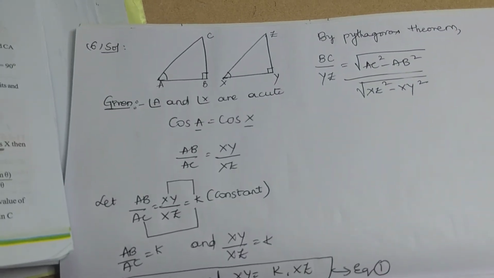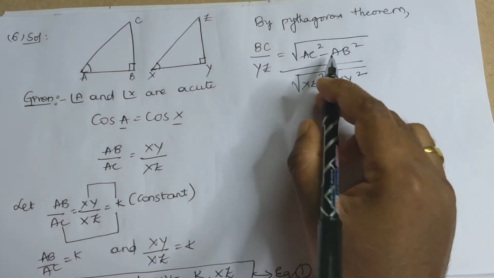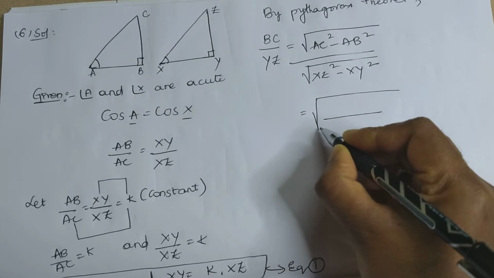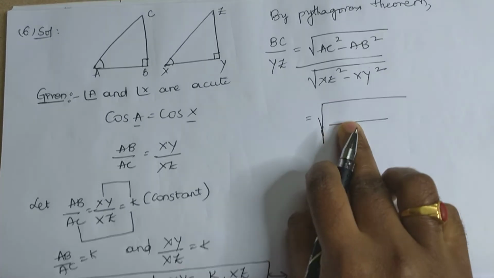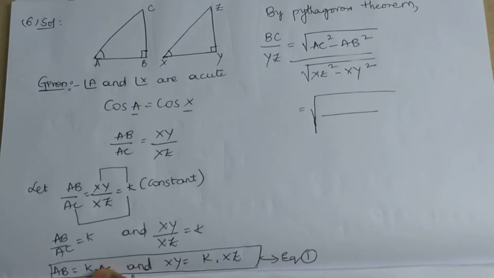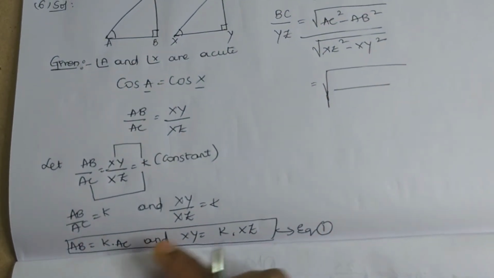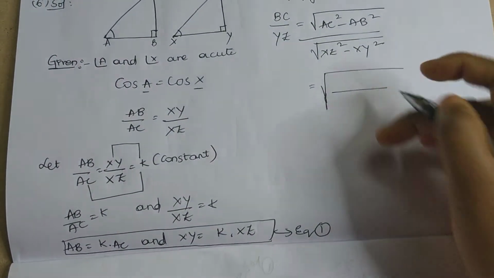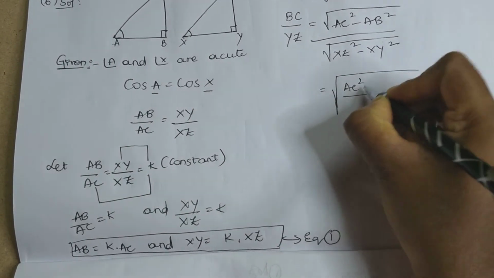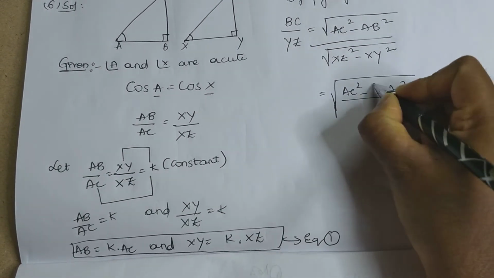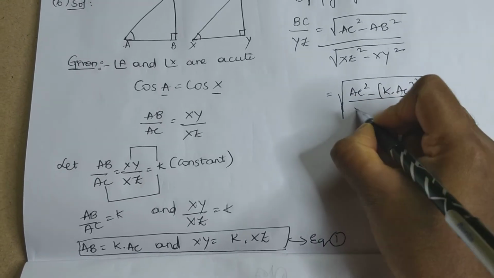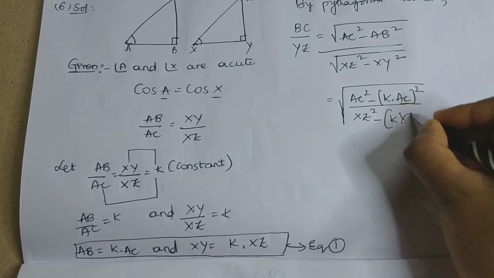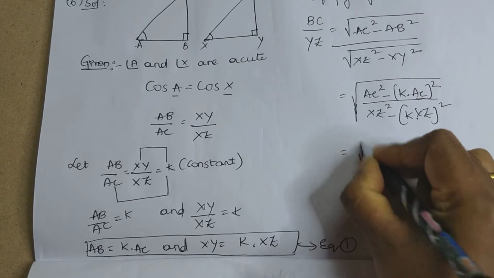Now let's simplify this. See here, since the square root is there in both numerator and denominator, I am taking the square root common for both. Okay. So in the numerator, in the place of AB, can I write K into AC? Yes, because of equation 1. And in the denominator, in the place of XY, can I write K into XZ? Yes, because of equation 1. Let's substitute AB as K into AC whole square, and in the denominator also XZ square minus K into XZ whole square.